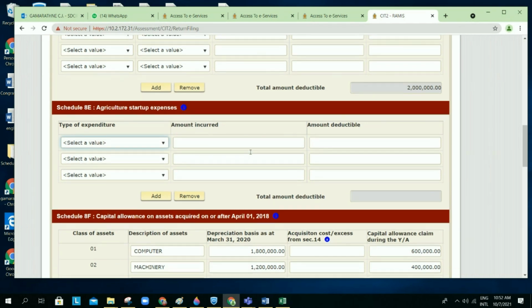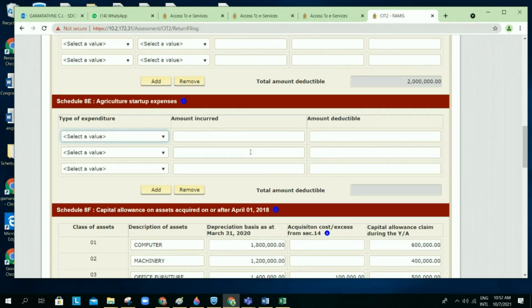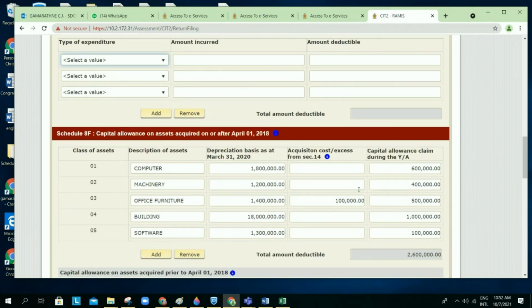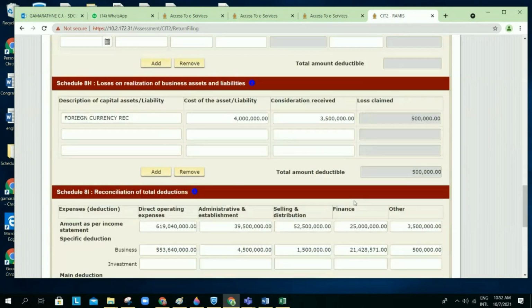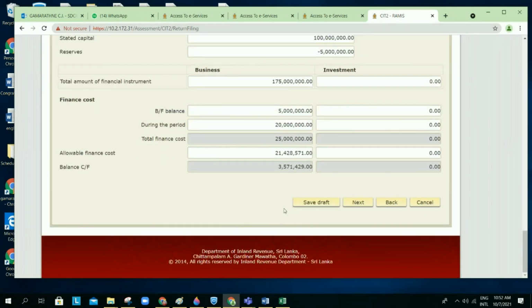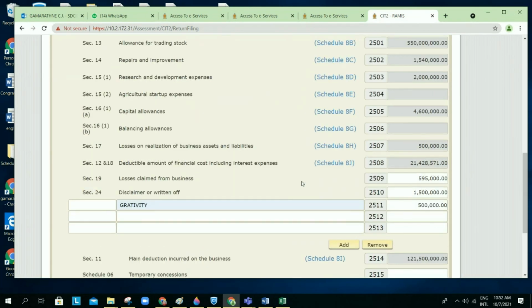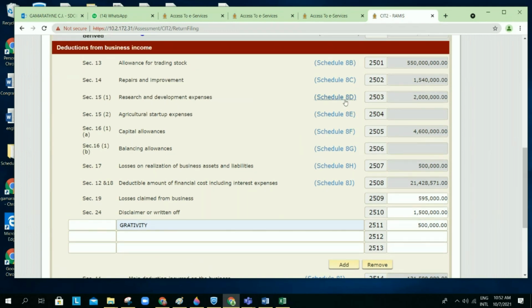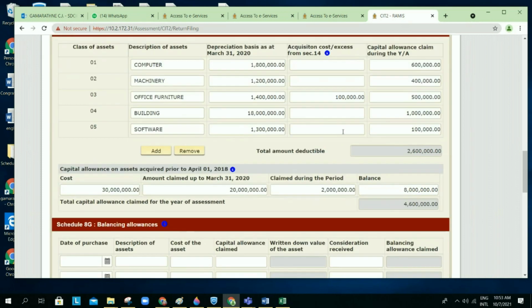If you have many expenses, you have to click the add button, then you can get another row to enter this value. We can complete the research and development, then we move to Schedule 8. Then you can see under research and development the value reflected as 2 million. Then there was no expense for the agricultural startup. Therefore, we move into the capital allowances, Schedule 8F.